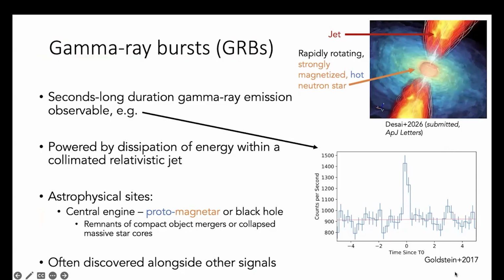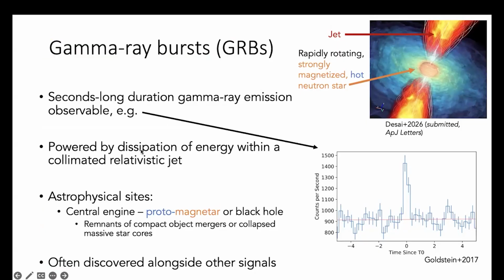Okay. So just to get everyone on the same page, I'm sure most of you are familiar, but I'd like to start with what we actually observe, which are gamma ray bursts, right? So these are seconds-long durations of gamma ray emission observables. We've observed many of these by now. For example, here's one, counts per second, and this is the one associated with the gravitational wave observation in 2017.